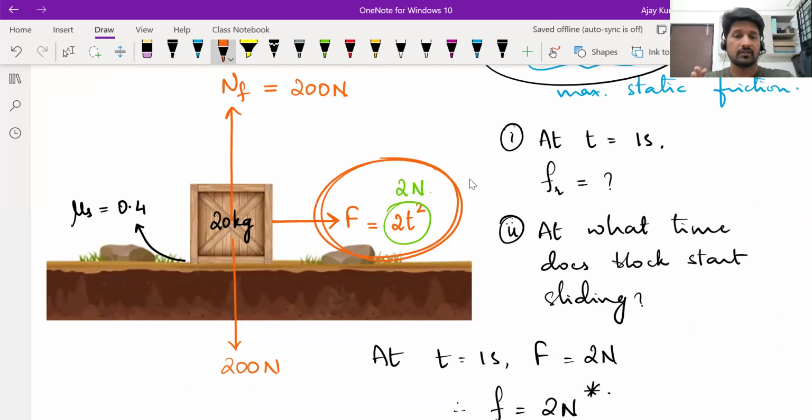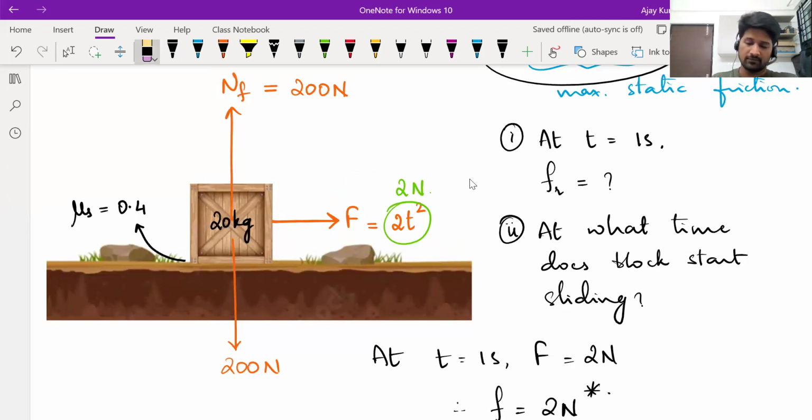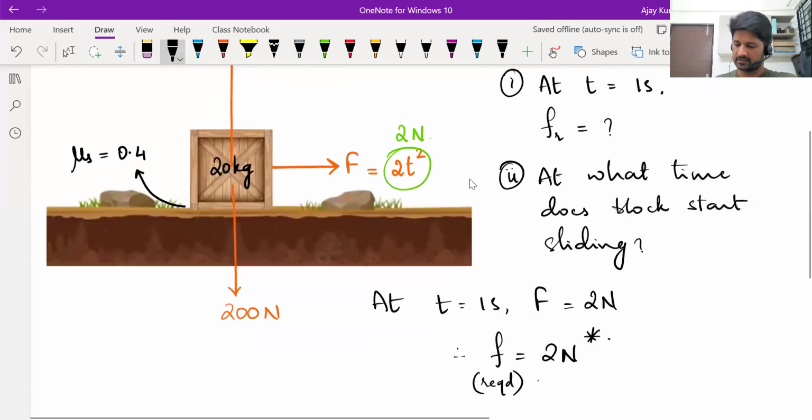See, there are a lot of factors you need to consider while solving problems. Normal is not always equal to mg. So you have to look at what other forces are acting. Are there any other forces vertically, or perpendicular to the surface? Based on that, you determine how much normal force would be acting. In this case, it is 200 newton. If normal force is 200 newton, how much is the limiting friction in this case?